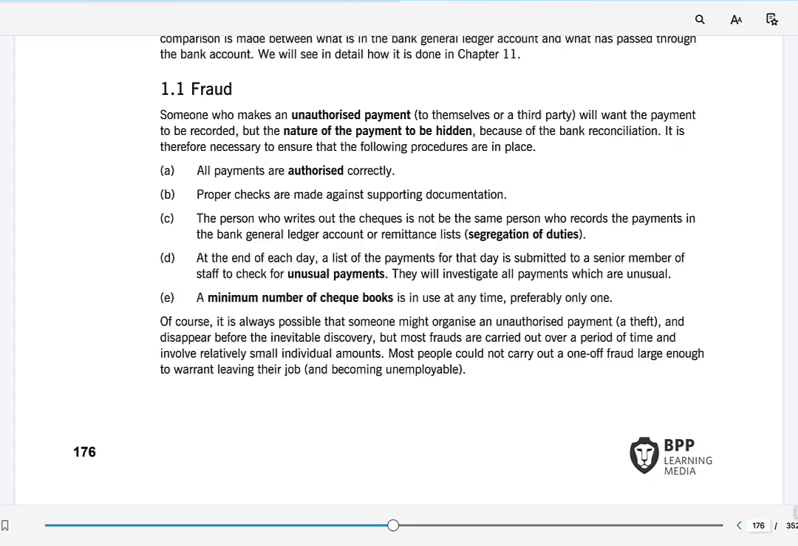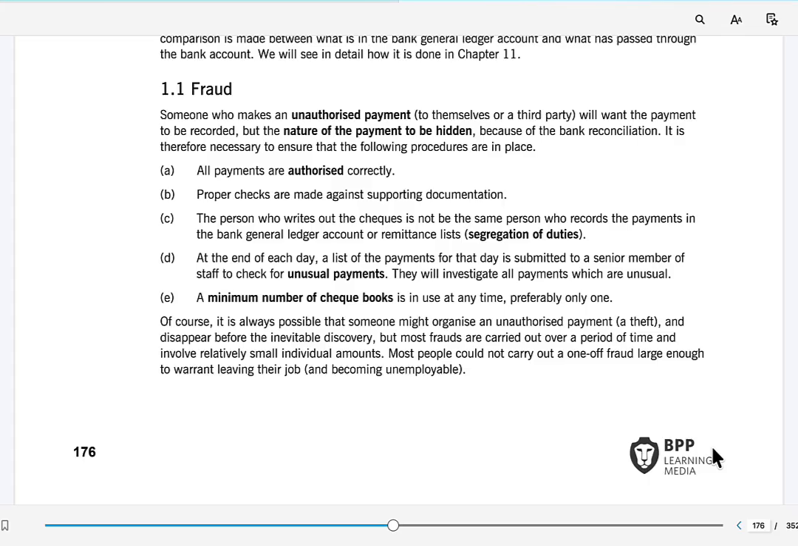When you answer, always use this structure. First, state the fraud risk, then state the control, then explain why the control works. For example, risk: a dishonest employee may create an unauthorized payment. Control: all payments must be authorized by a senior person. Reason: this ensures no payment is made unless it is approved and verified. That is a perfect exam-style explanation.